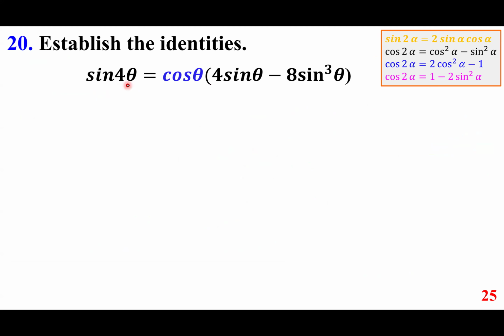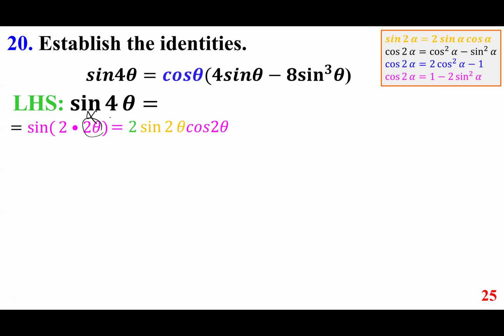Establish the identity sine 4 theta is cosine theta times 4 sine theta minus 8 sine cube theta. I'm going to show you two ways. I'm going to start with the left-hand side and say sine of 4 theta. 4 theta is 2 times 2 theta. So imagine, for the sake of argument, let's say this is alpha. Sine of 2 alpha is 2 sine alpha cosine alpha. Of course, alpha is 2 theta here.